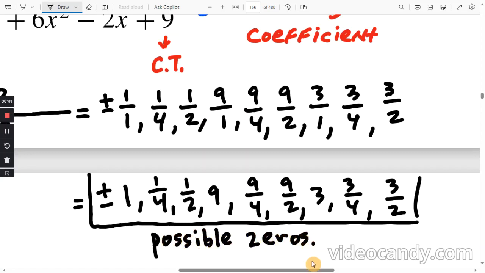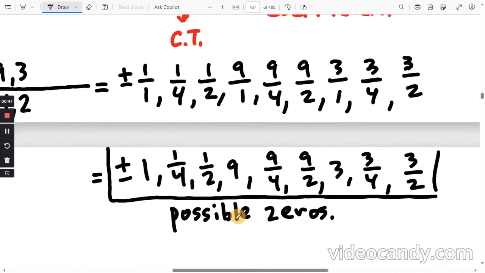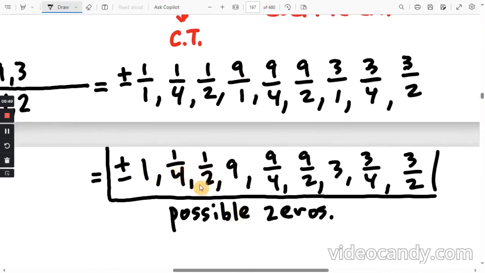So that's it. That's all they asked for. And in the future examples, we're going to try these possible zeros. We're going to use synthetic division or the remainder theorem. And once you find one of the zeros, then you can begin to factor the polynomial function.